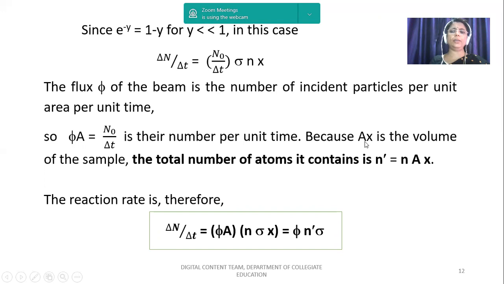So also we know A into x is the volume of the sample. Therefore, the total number of atoms which it contains, that is the target material, will be equal to n dash, which is equal to n into A into x. And the reaction rate in the above expression becomes, by substituting for n naught by delta t as phi A, and sigma nx as it is. And here again, you are rewriting n into A into x as n dash. So the expression becomes phi into n dash into sigma, which represents the reaction rate, the rate at which the reaction takes place.